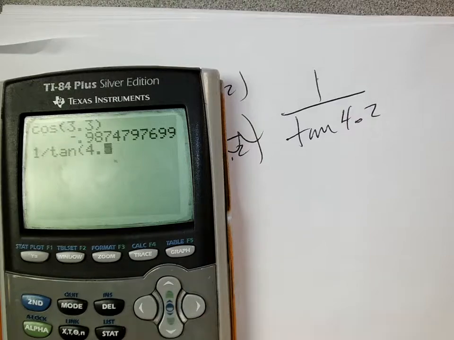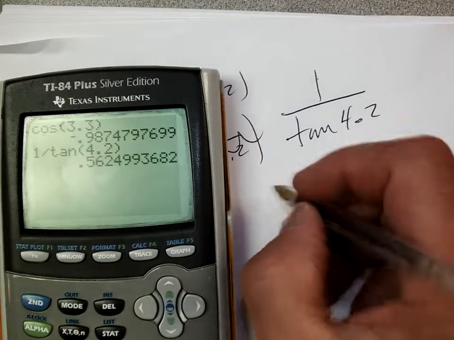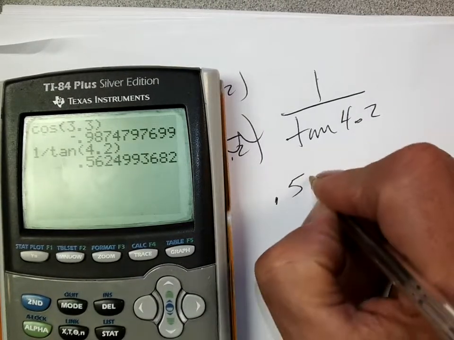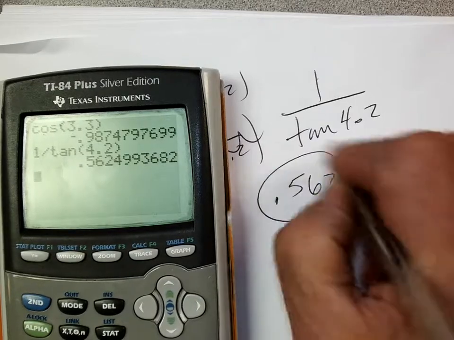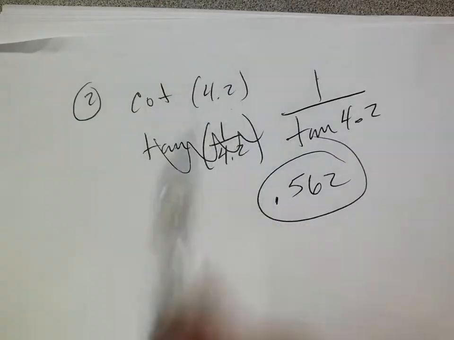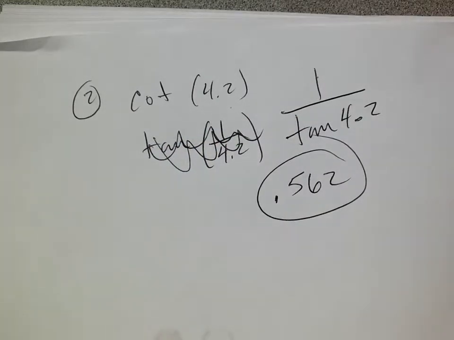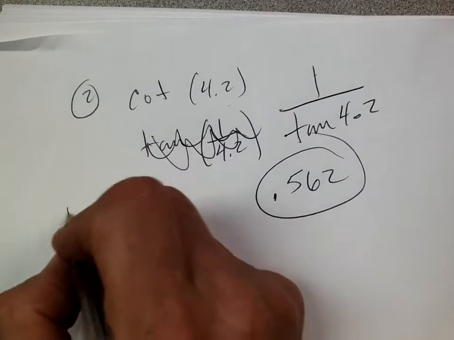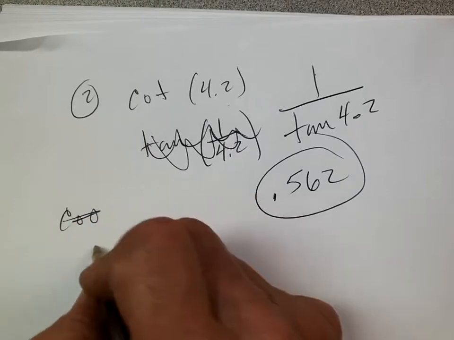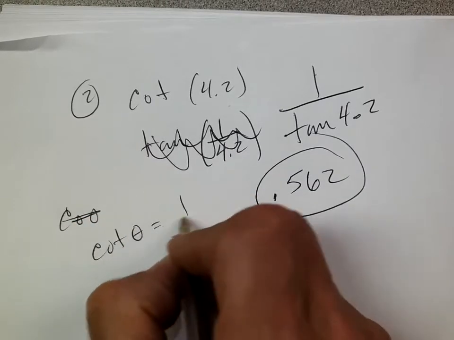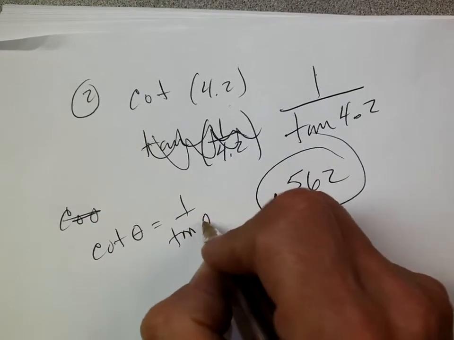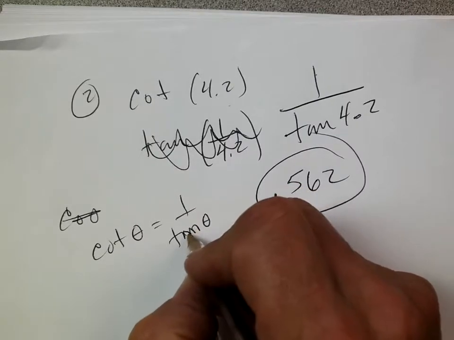I'm not looking for the angle. I have the angle. So I got about a 0.562. So it's 1 over the tangent. Sorry to confuse you for a second. That's the inverse, and we're not doing the inverse, okay? Because cotangent theta is 1 over tangent theta, and that's where we get our identity from, okay?